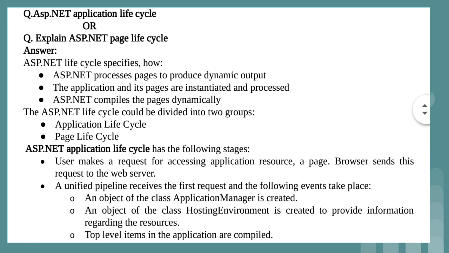Then the next object which is created is the response object. The application objects such as HttpContext, HttpRequest, and HttpResponse are created and initialized. After that, an HttpApplication object instance is created and assigned to the request. The request is processed by the HttpApplication class. Different events are raised by this class for processing the request. So these are the objects which are created inside the application lifecycle. You just have to remember all the classes.